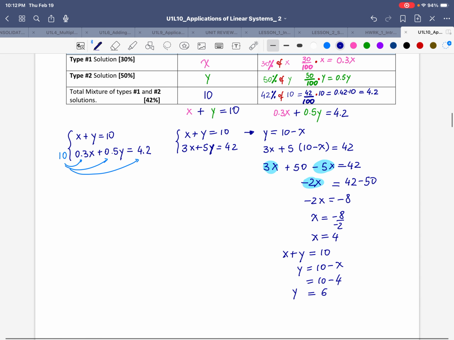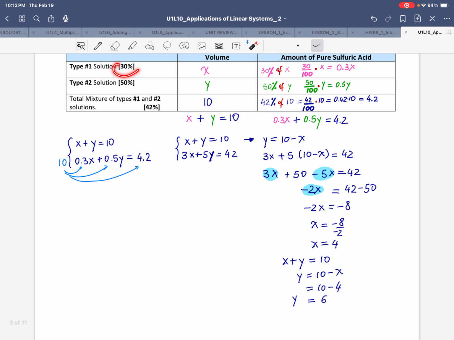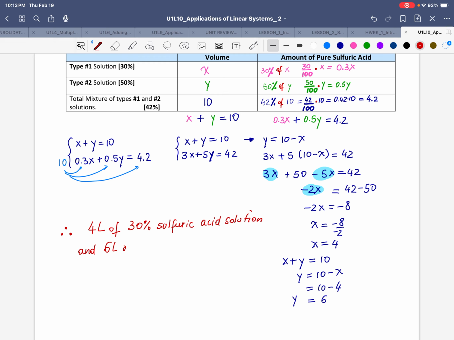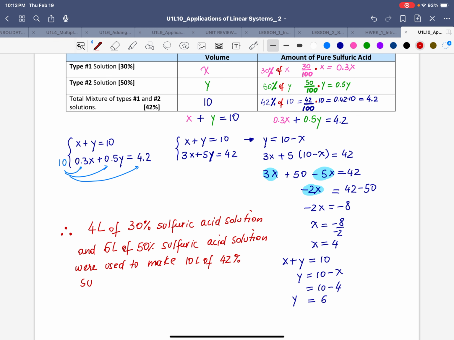Now recall that x is the volume of 30% solution, and y is the volume of the 50% solution. So therefore, we're going to say that 4 liters of 30% sulfuric acid solution and 6 liters of 50% sulfuric acid solution were used to make 10 liters of 42% sulfuric acid solution. Let's write it one more time.